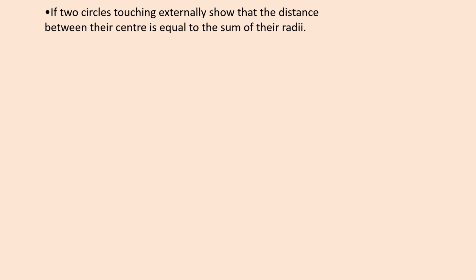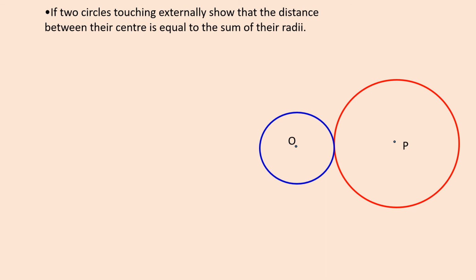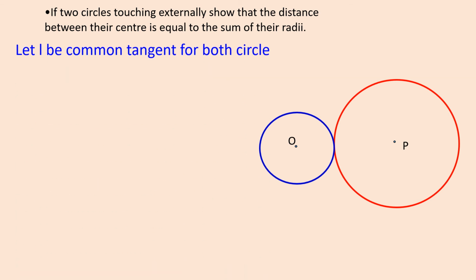Now we will see what happens when the two circles touch externally. They are asking us, if the two circles touch externally, show that the distance between their centers is equal to the sum of their radii. So here are the two circles with centers O and P. They are having a common tangent. We will draw it here, which is common for both the circles with center O and center P. So we have point B, which is common between the two circles, as you know, and the tangent is passing through the point B.